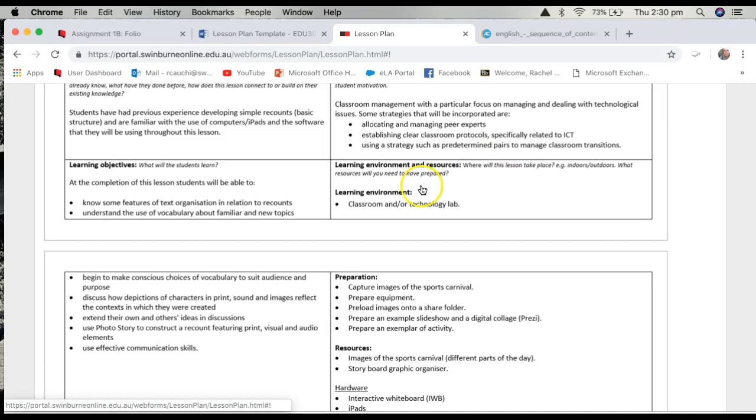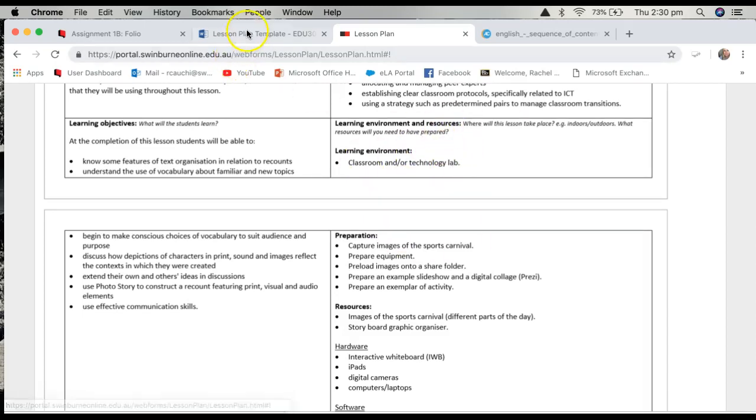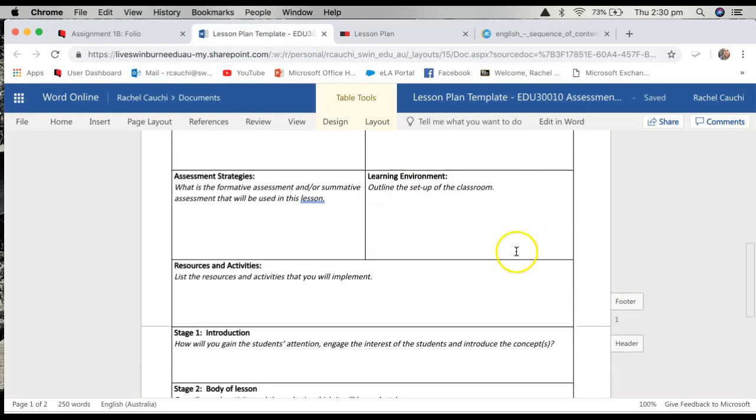And does it need to be prepared? So in this example, it sort of pulls the learning environment and the resources back into one, which our one separates into two, but it's basically saying that we just need the classroom and the technology lab. So that might be all your one says as well. It doesn't need to be much in that particular box.